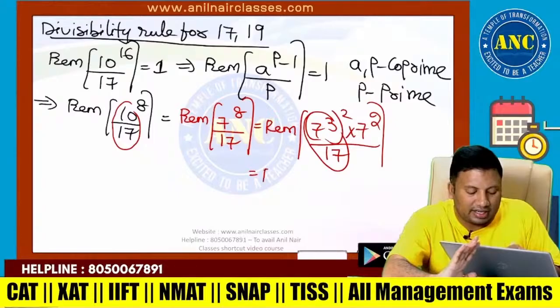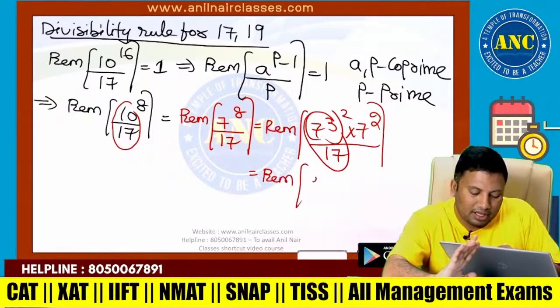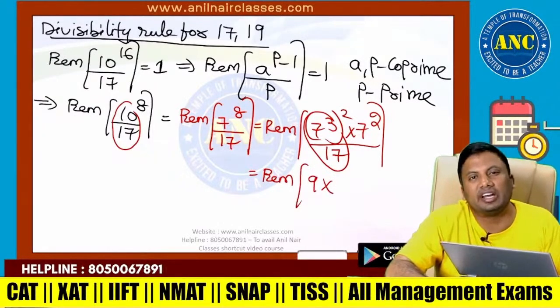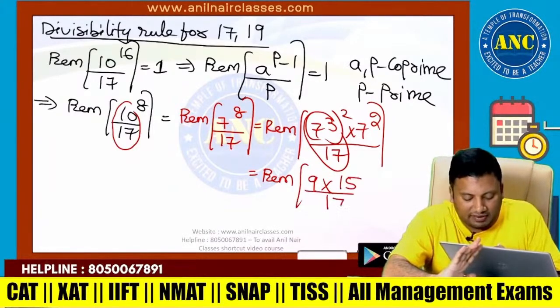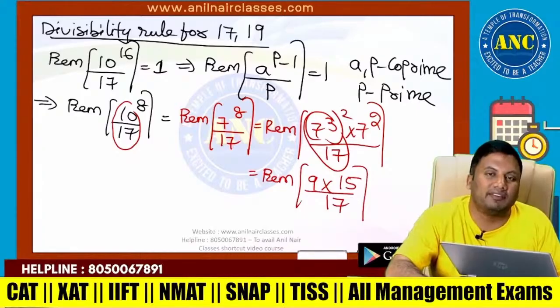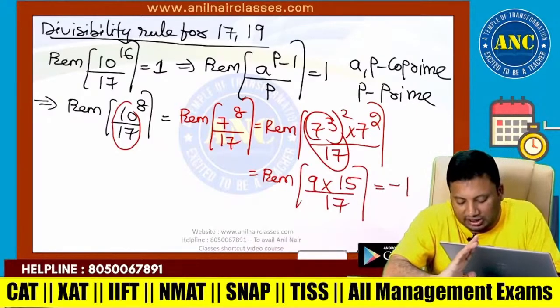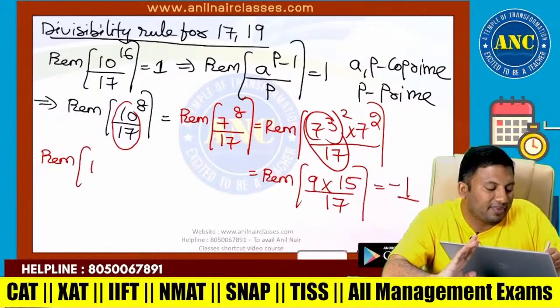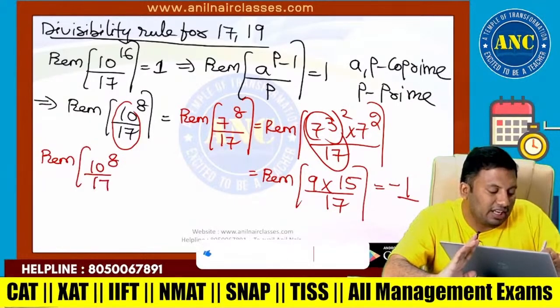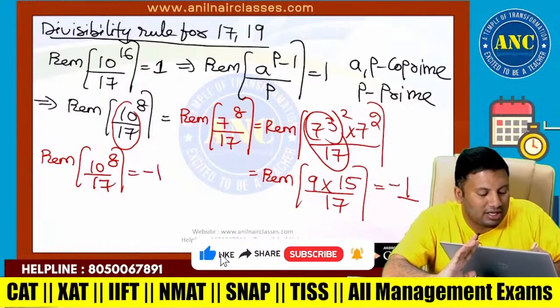3 square is 9. 49, 17 2s are 34, so 15. Then 9 times 15 is 135, and 135 divided by 17 is nothing but minus 1. So 10 power 8 divided by 17 gives minus 1.